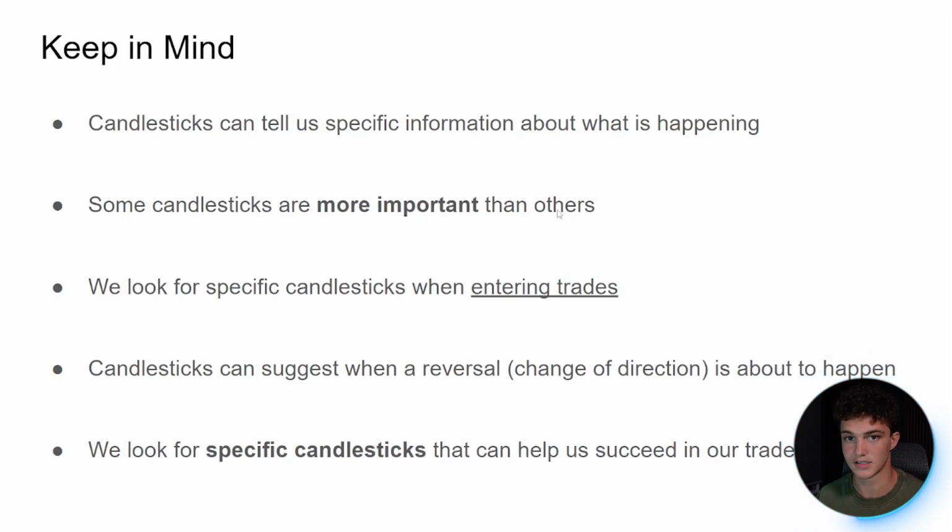Also keep in mind, some candlesticks are a lot more important than others. Not all candlesticks have the same value. So we look for these specific important candlesticks when we are making decisions, when we are entering trades, when we're getting out of trades. These candlesticks can help us a lot in managing our positions. Candlesticks can suggest when a reversal is going to happen. Candlesticks can tell us when a stock is going to change direction. And so we look for specific candlesticks that can help us make decisions in our trades, knowing when to get in and knowing when to get out.